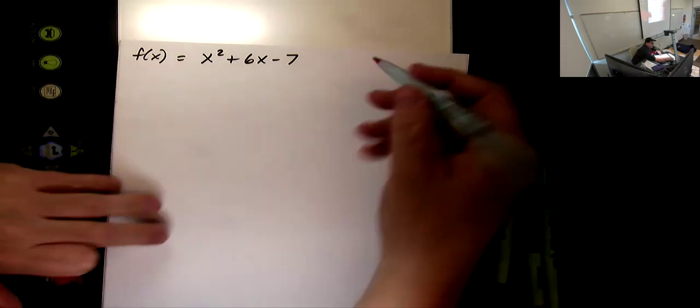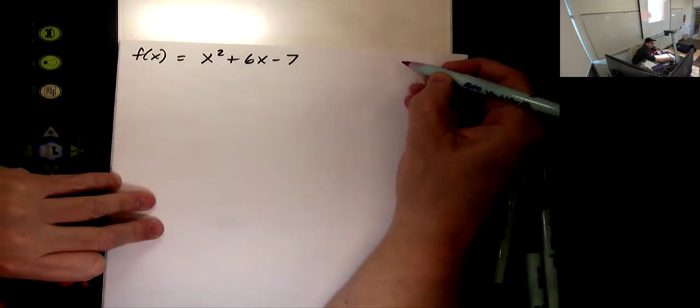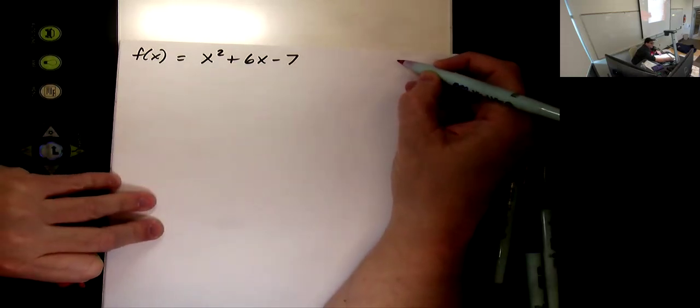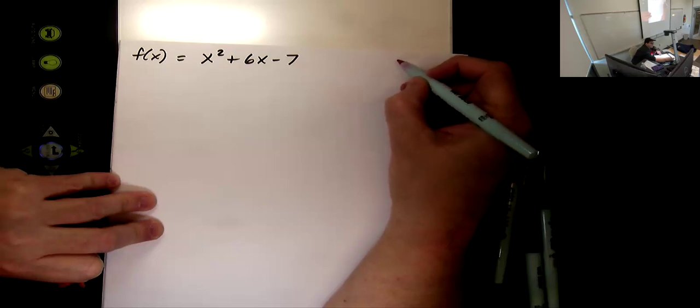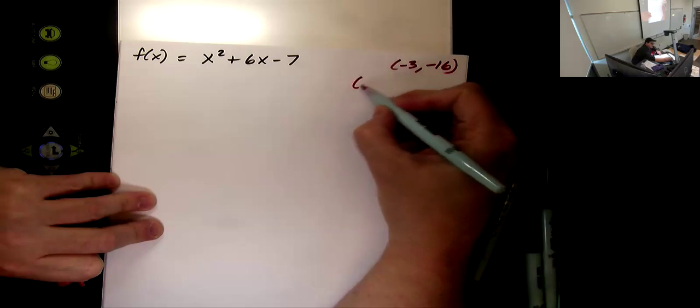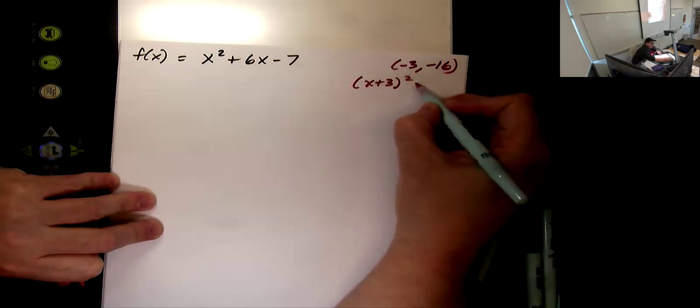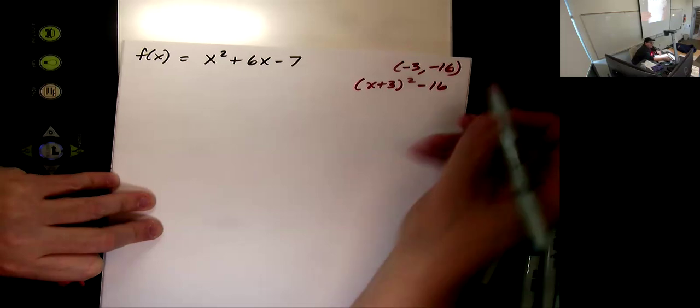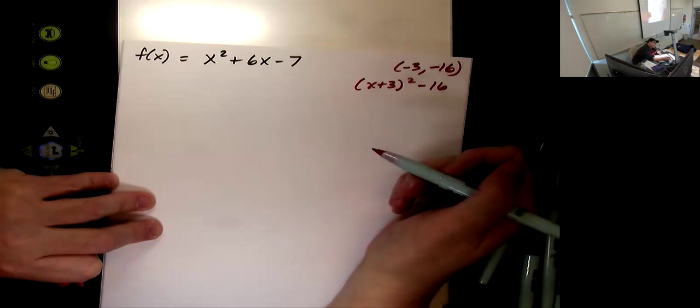-3, -16. You got what? For the vertex, I got -3, -16. So that means you must have gotten x plus 3 squared minus 16. Yes. Okay. Did you get that, Keith? I got it.